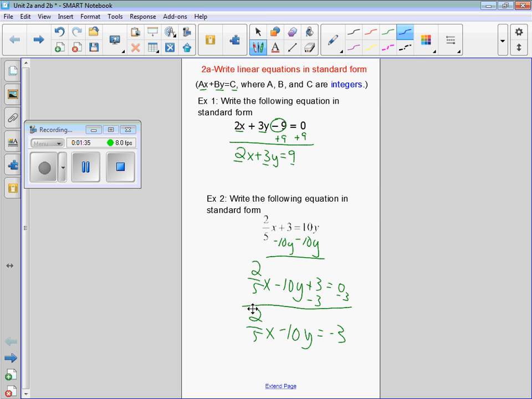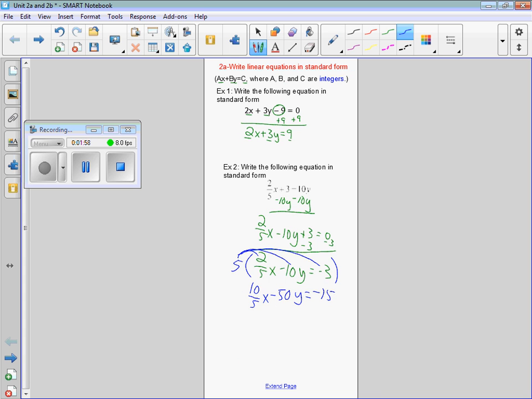To get rid of a fraction, you multiply by the denominator. And with any equation, you have to multiply every term by that denominator to keep it equal. So 5 times 2/5 is 10/5 x, 5 times negative 10 is negative 50y, and 5 times negative 3 is negative 15. Then simplify: 10 divided by 5 is 2. So 2x minus 50y equals negative 15. There we have a is 2, b is negative 50, and c is negative 15.